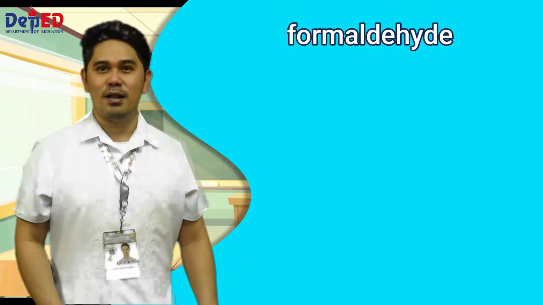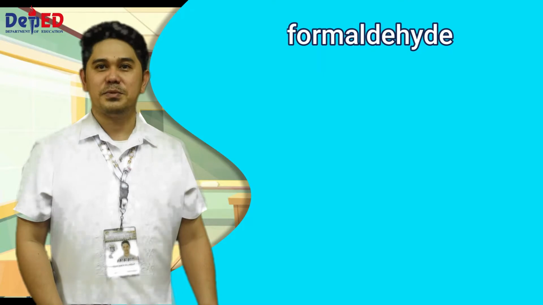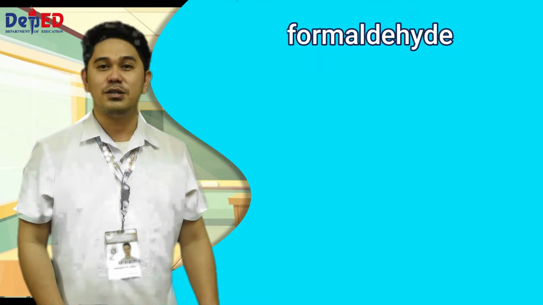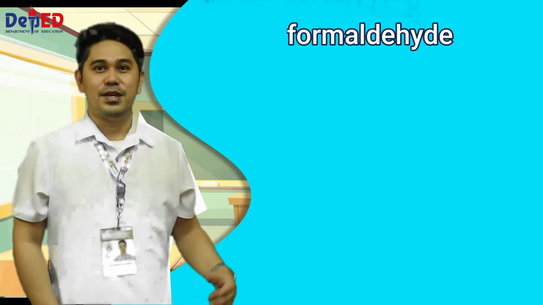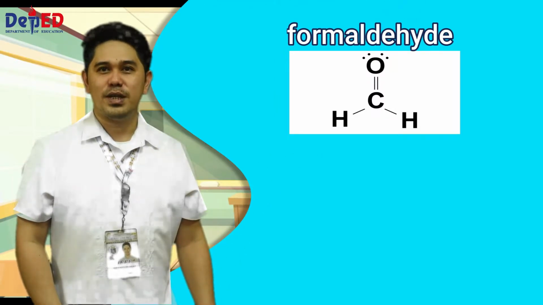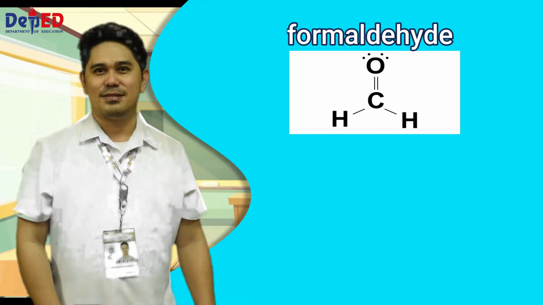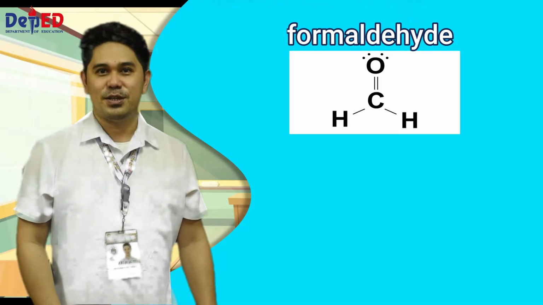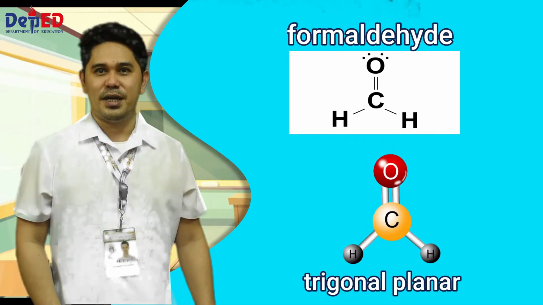Let us take, for example, another molecule, formaldehyde. This substance is used to preserve biological specimens. This is its Lewis dot structure. Can you tell what is its molecular shape? That's good. This is also trigonal planar.